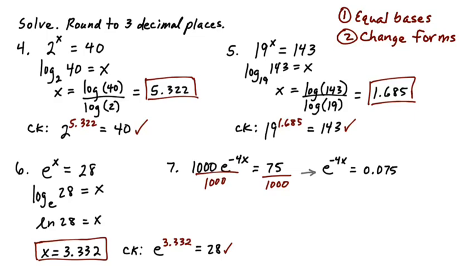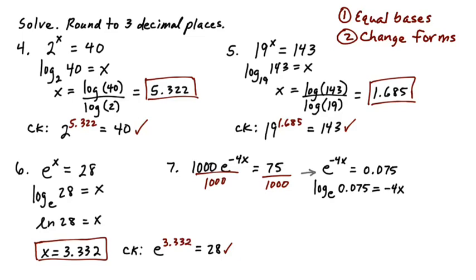So now you have the three parts: base, exponent, answer. And so we can go ahead and switch forms. So it'll be the log base e of 0.075 is equal to negative 4x. Again, you can check this by doing the around the world thing. e to this power equals that. And of course, that's what we have here.